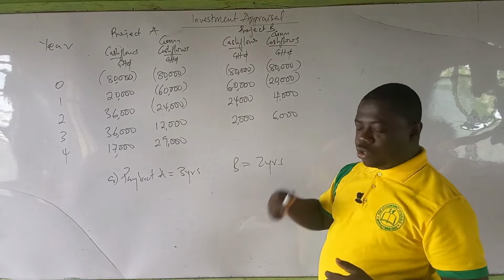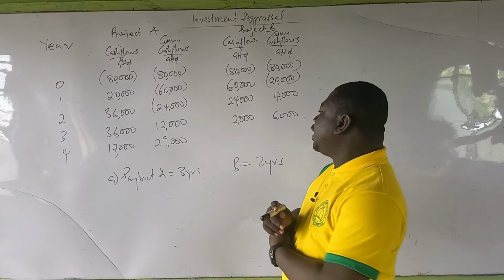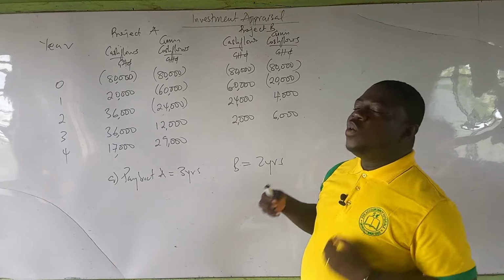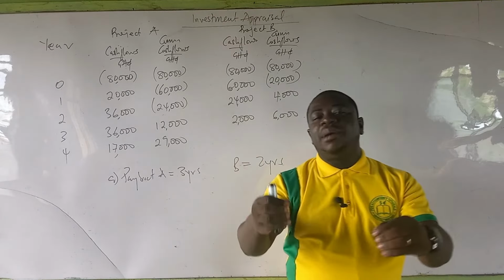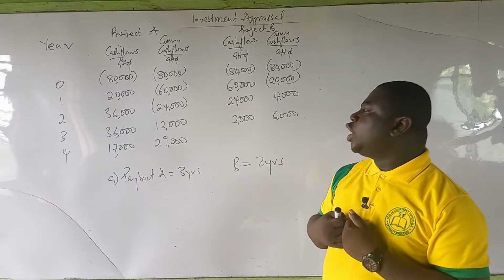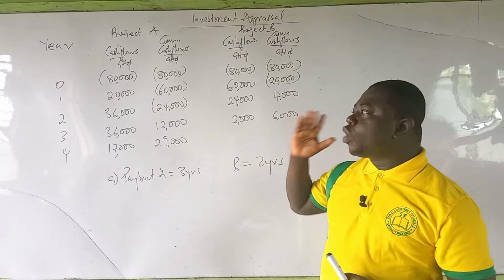Now, let us also look at the second assumption, which says that assuming the cash flows after year 0 occur at a constant rate throughout the year. Now, if the cash flow occurs at a constant rate, what it means is that we do not wait till the end of the year before all the cash flows come into our account. It means that to occur at a constant rate means to occur evenly.